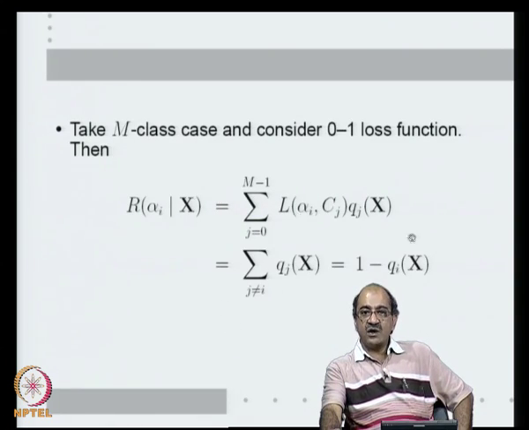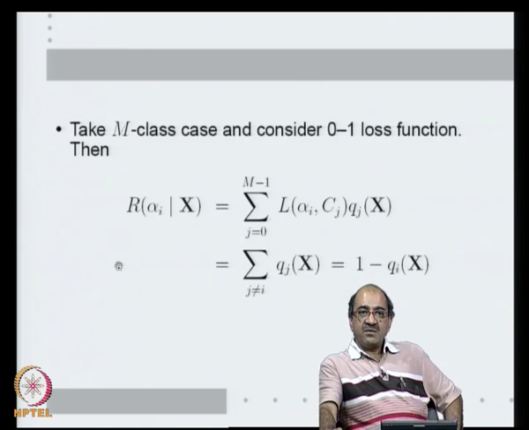summation over all j not equal to i of q_j of x, because a given x has to be from one of the classes, and all the posterior probabilities together should sum to 1. So, the sum over j not equal to i of q_j(x) is nothing but 1 minus q_i(x).